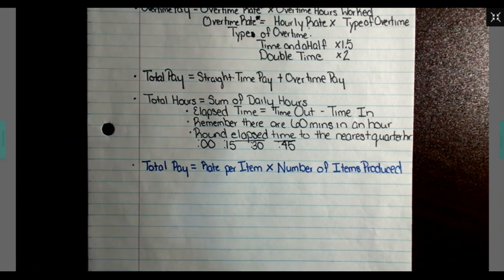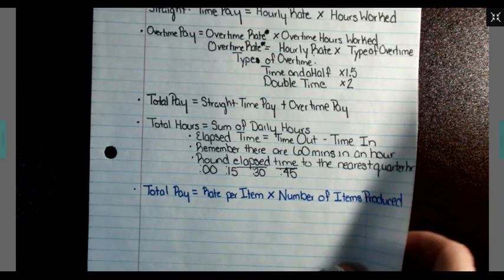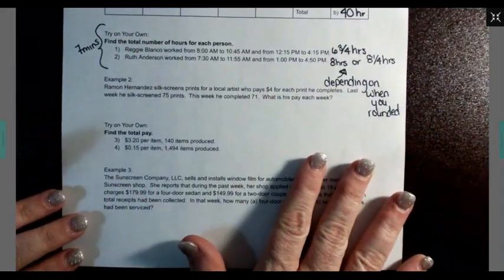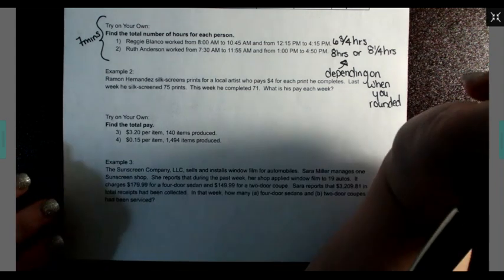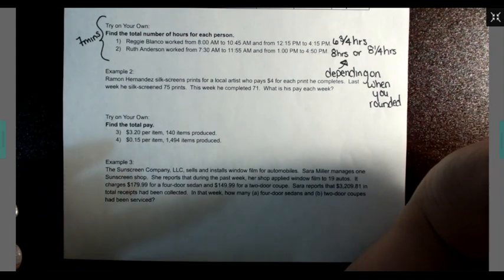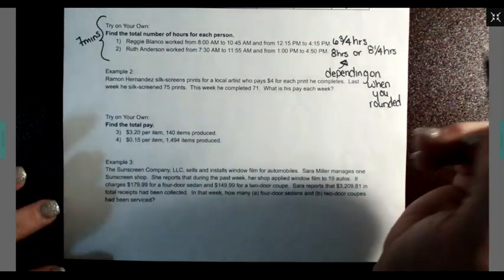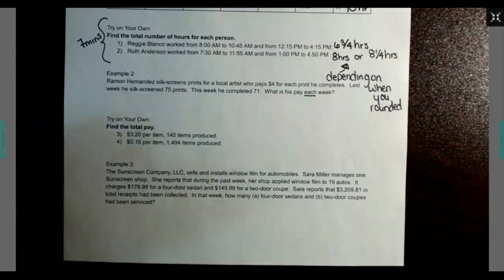We're going to dive into our questions here. So I am going to be looking at example number 2. Example number 2 states, Raymond silk screens prints for a local artist who pays $4 for each print he completes. Last week, he silk screened 75 prints. This week, he completed 71. What is his pay each week?